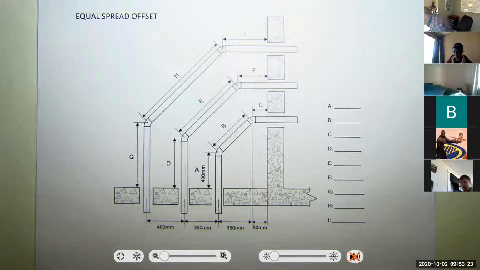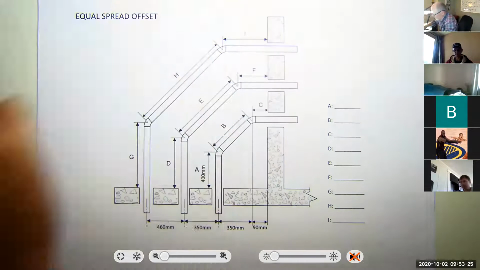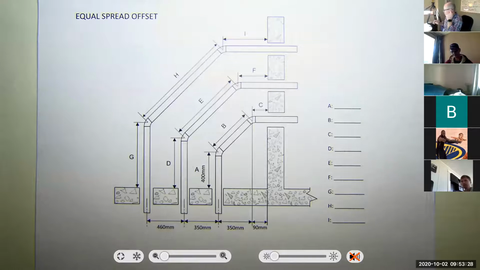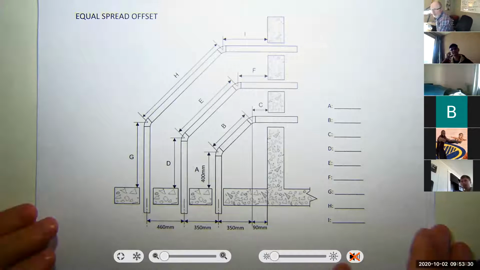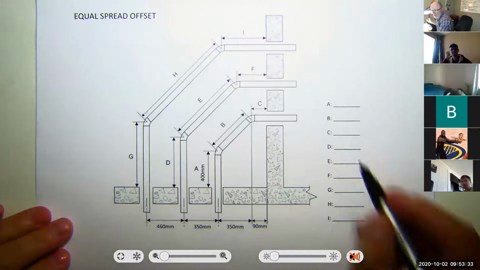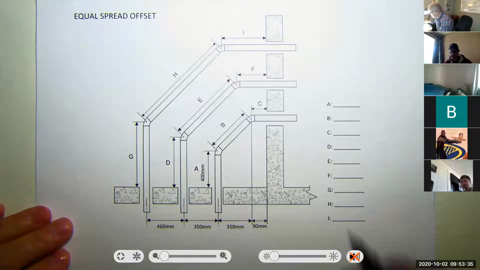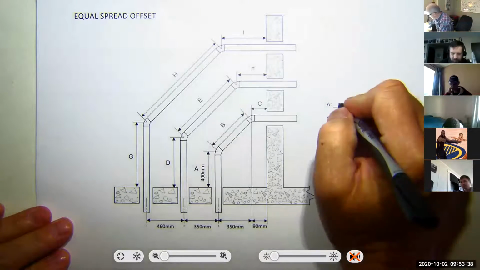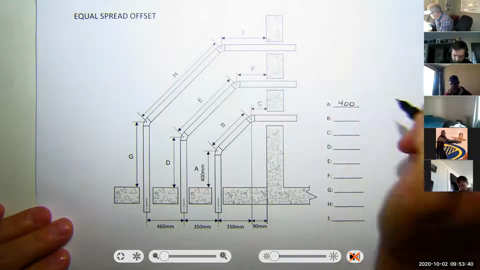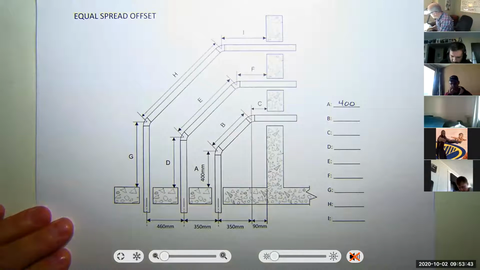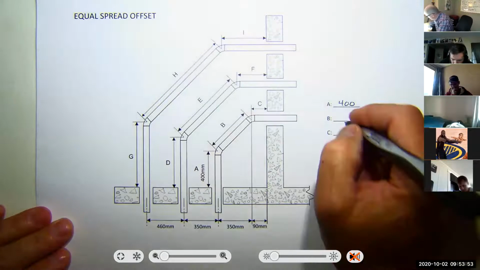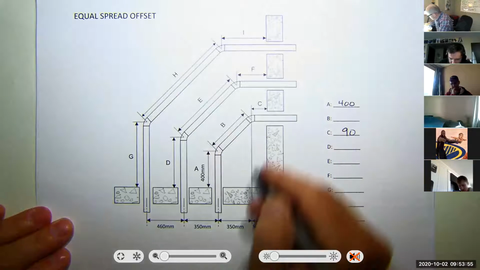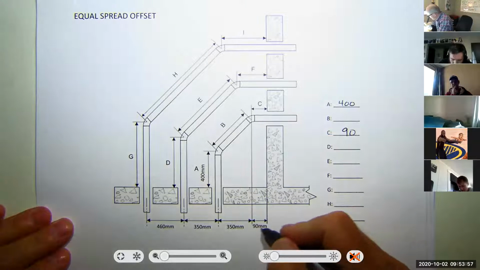So when we come to one of these, this is an equal spread offset. When we come to one of these, what we need to do is write down what we know. So do we know what A is? Yeah, 400. Okay, do we know what C is? 350? No. 90. C is 90. So you can see C right here is 90, yes?